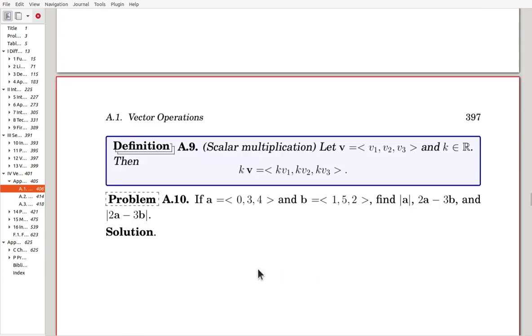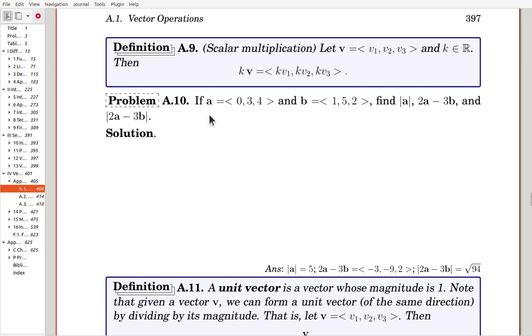Here we have scalar multiplication. For a given vector v and a constant k, a scalar k, kv is obtained with this formula. For each component, we multiply by k. That is the definition of scalar multiplication.